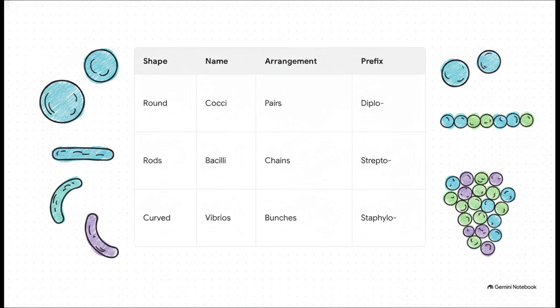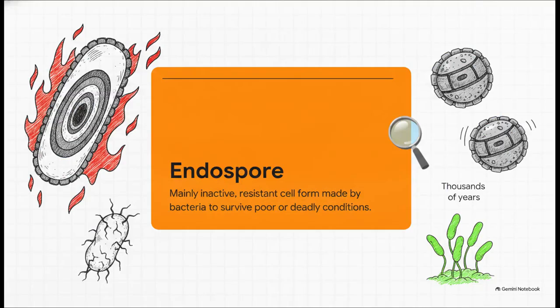If they form long chains, kind of like a microscopic string of pearls, that's strepto. And if they group up in large bunches, it's staphylo. So if you ever hear the term streptococci, you instantly know you're dealing with round bacteria arranged in long chains. Pretty cool, right? But what happens when the environment becomes completely deadly for these bacteria?